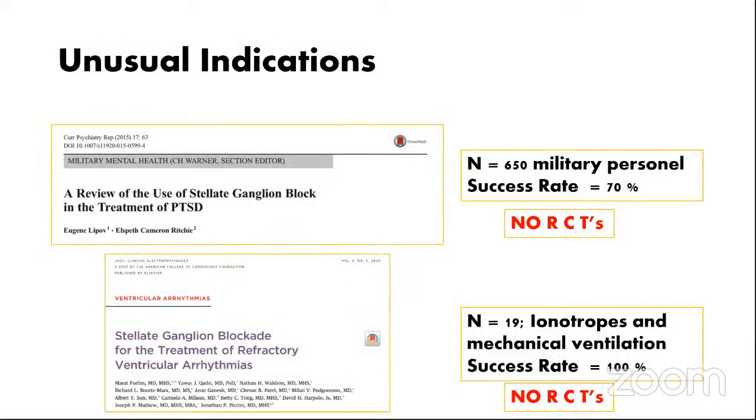So some of the unusual indications that I have come across, but have not used myself, is post-traumatic stress disorder in 653 military personnel at 2 centers in the US, in San Diego and in California. They have got a success rate of 70%, but there were no randomized controlled trials. While in one series of 19 patients, they used it for ventricular arrhythmias, where the patients were on inotropes and mechanical ventilation, they gave bilateral blocks, and they found 100% success. But again, of course, I'm not sure whether you can really go in for randomized controlled trials in this particular group of patients.